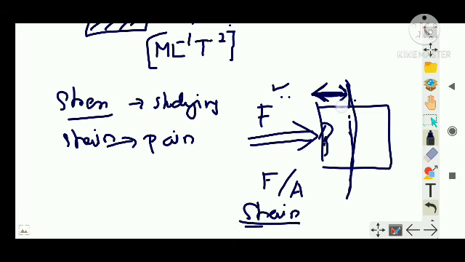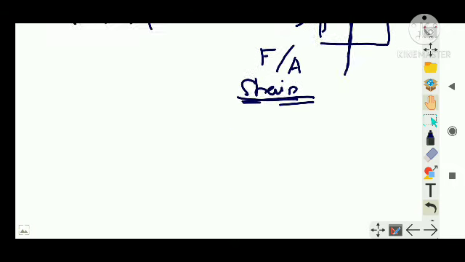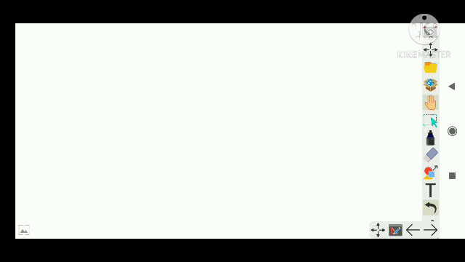Due to study you got a headache, that is strain. So due to application of force you got a change in shape of the object, that is called strain. Clear? Depending upon how the change happens in shape, you have three types of stresses and three types of strain. The first type of stress is called longitudinal stress.